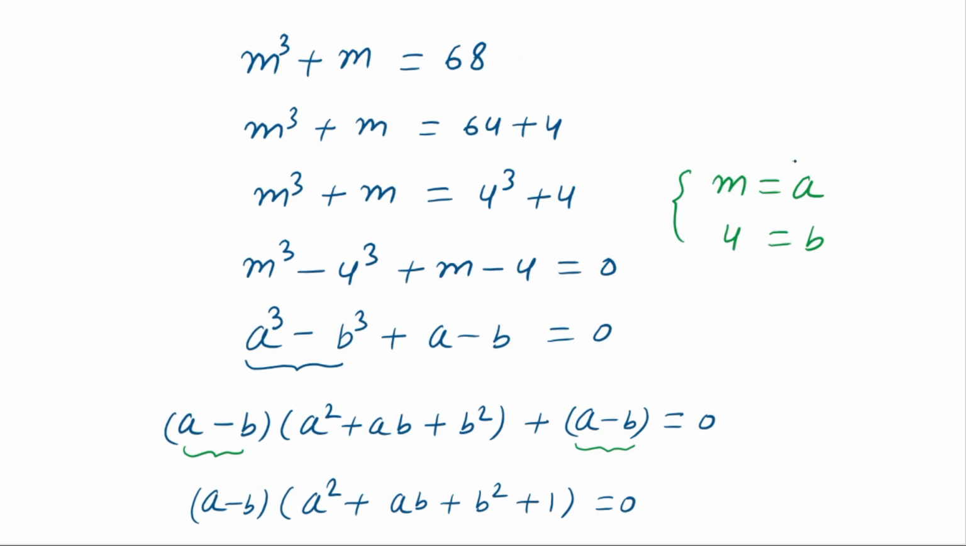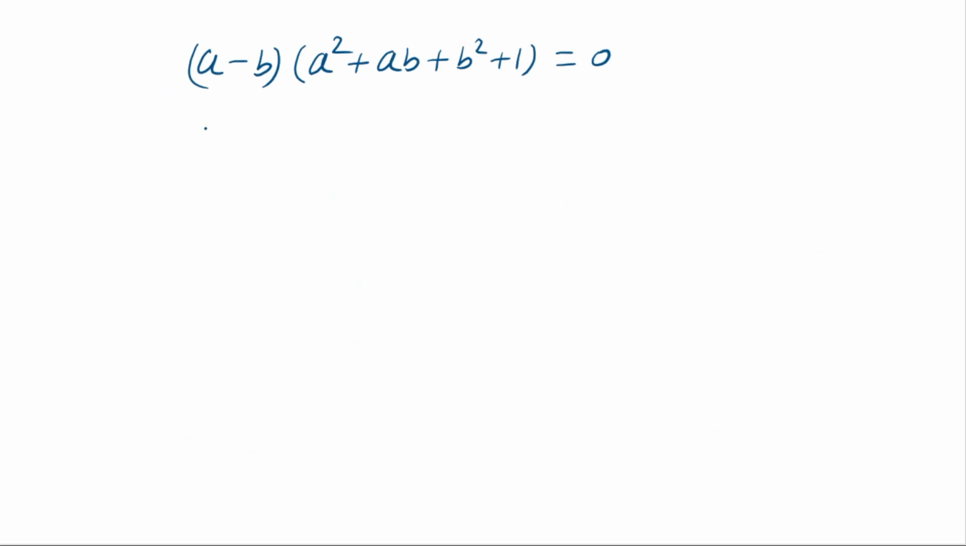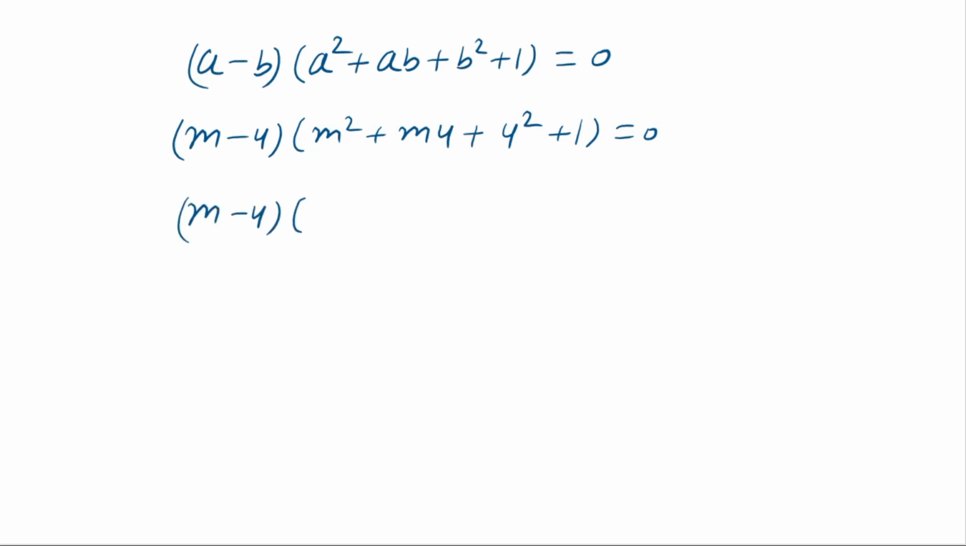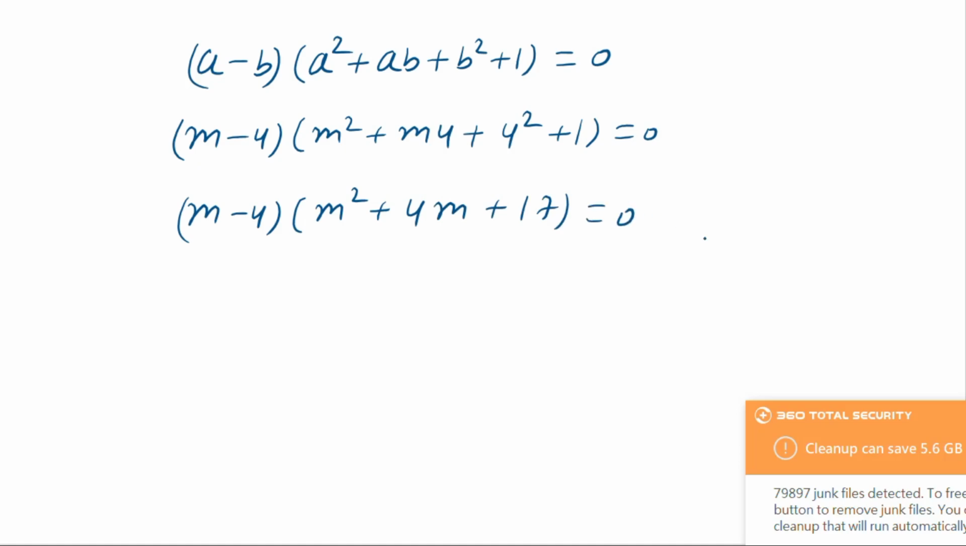Now we know that the value of a is m and the value of b is 4. So here a is replaced by m and b is replaced by 4. Then we get (m - 4)(m^2 + 4m + 4^2 + 1) = 0, that is, (m - 4)(m^2 + 4m + 16 + 1) = 0, and 16 + 1 is 17.